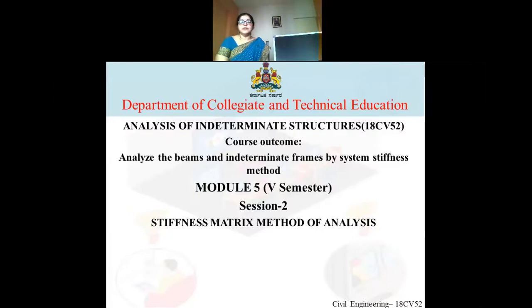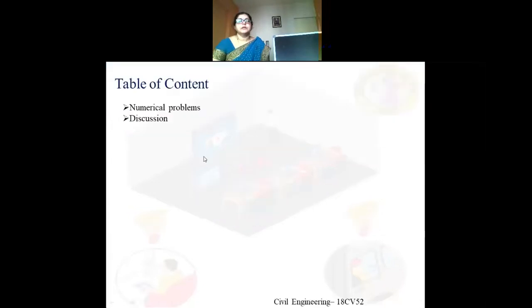In the previous session, we had discussed what is meant by stiffness method, and we had also discussed kinematic indeterminacy. Stiffness is defined as force per unit displacement. We had also discussed the steps to be followed while doing the analysis by the stiffness matrix method. In today's session we are going to discuss a numerical problem.